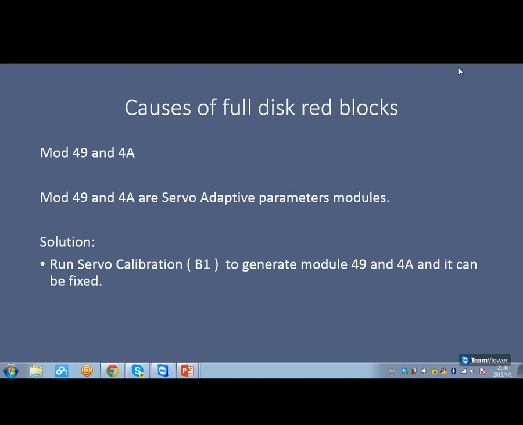Information. Basically, what it does is it has servo adaptive parameters. So if these two modules are broken, you'll get a problem.